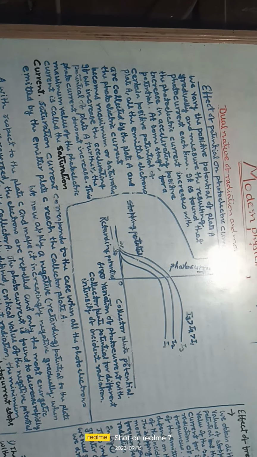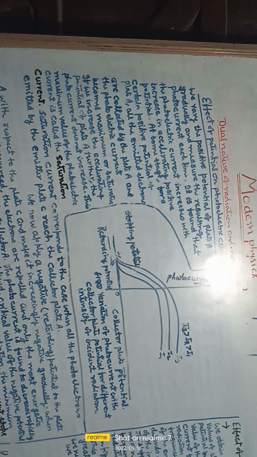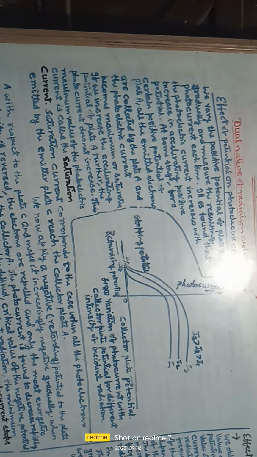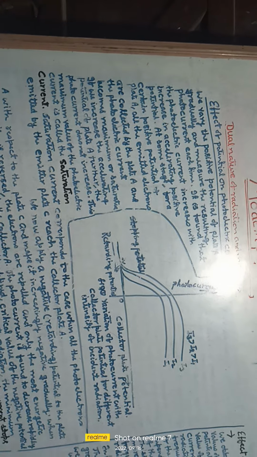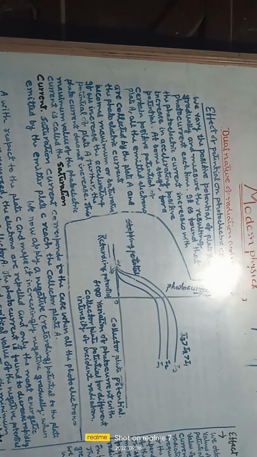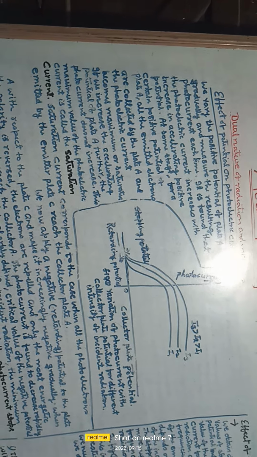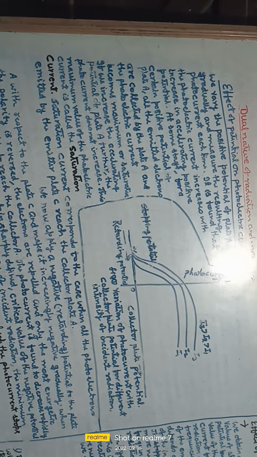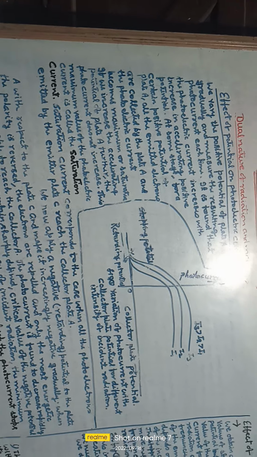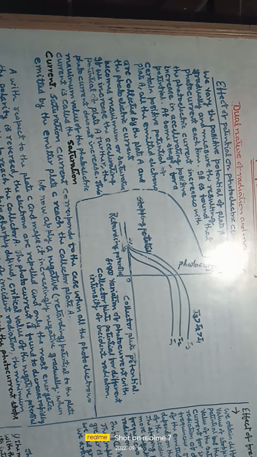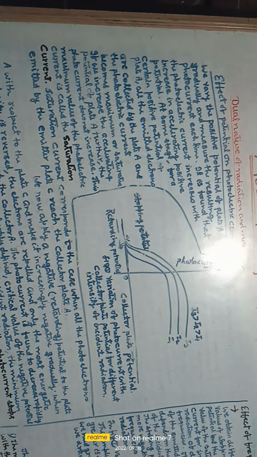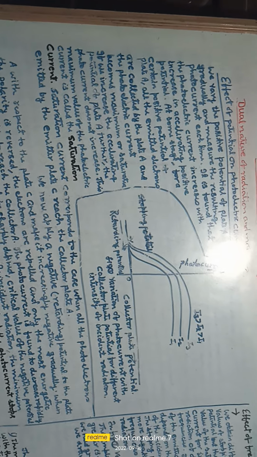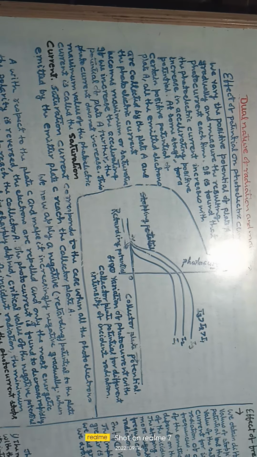At some stage, for a certain positive potential of plate A, all the emitted electrons are collected by the plate A and the photoelectric current becomes maximum or saturated. If we increase the accelerating potential of plate A further, the photocurrent does not increase.